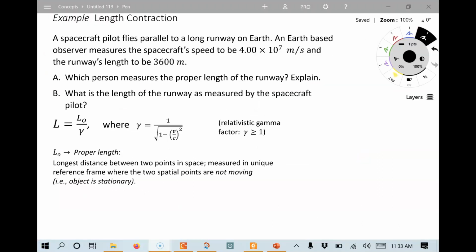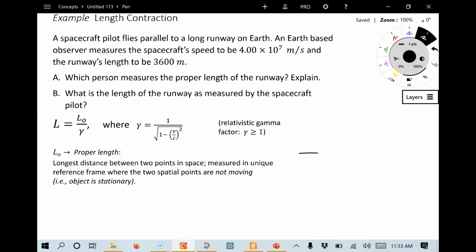I've put the appropriate equations here on the page. Let's draw a picture for part A of what the Earth-based observer is seeing. Here we're on Earth, we've got an observer here, and there's a runway that runs from this point over to this point. We might call this position X_L, the left end, and here's another position, X_R, the right end.